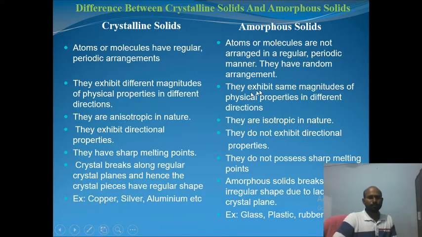But in an isotropic material, the magnitude of physical properties is the same in all directions. Next, crystalline solids are anisotropic; they exhibit a directional property, whereas amorphous solids do not exhibit directional property. Crystalline solids have a sharp melting point, while amorphous solids do not possess a sharp melting point. Examples: copper, silicon, silver and aluminum are crystalline solids, while glass, plastic and rubber are examples of amorphous solids.